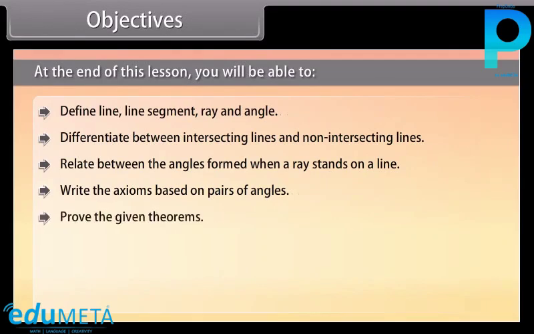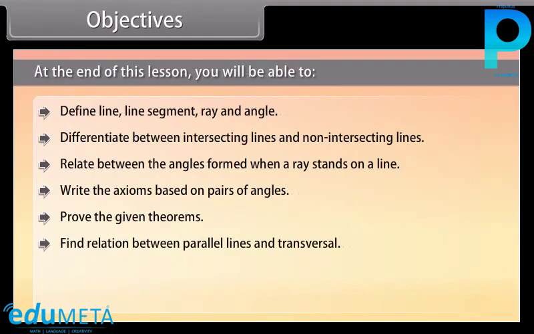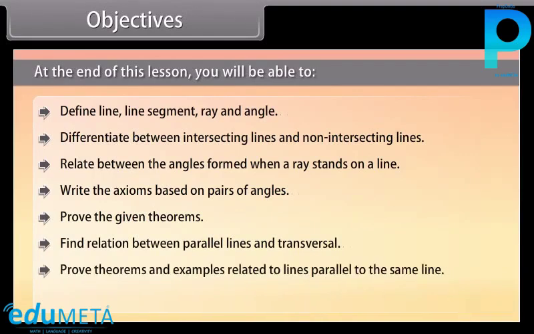Prove the given theorems. Find relation between parallel lines and transversal. Prove theorems and examples related to lines parallel to the same line. Prove the angle sum property of a triangle.